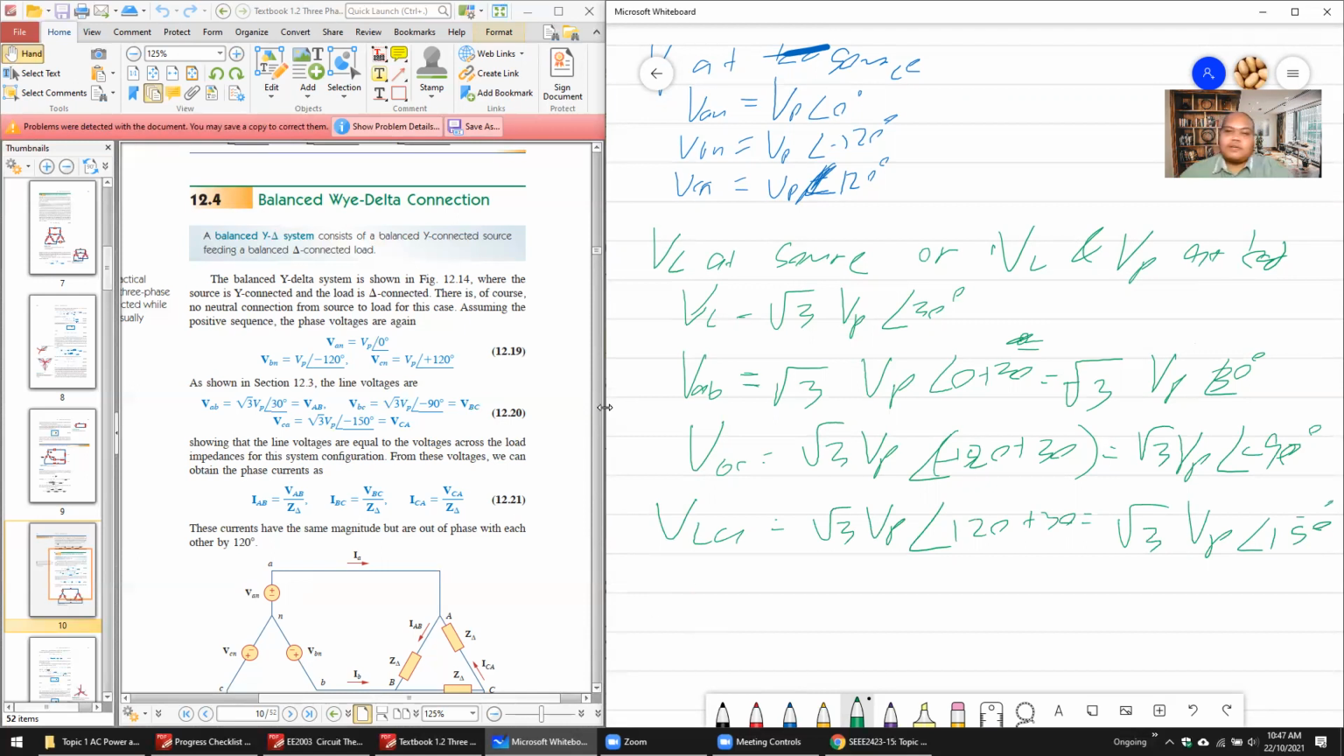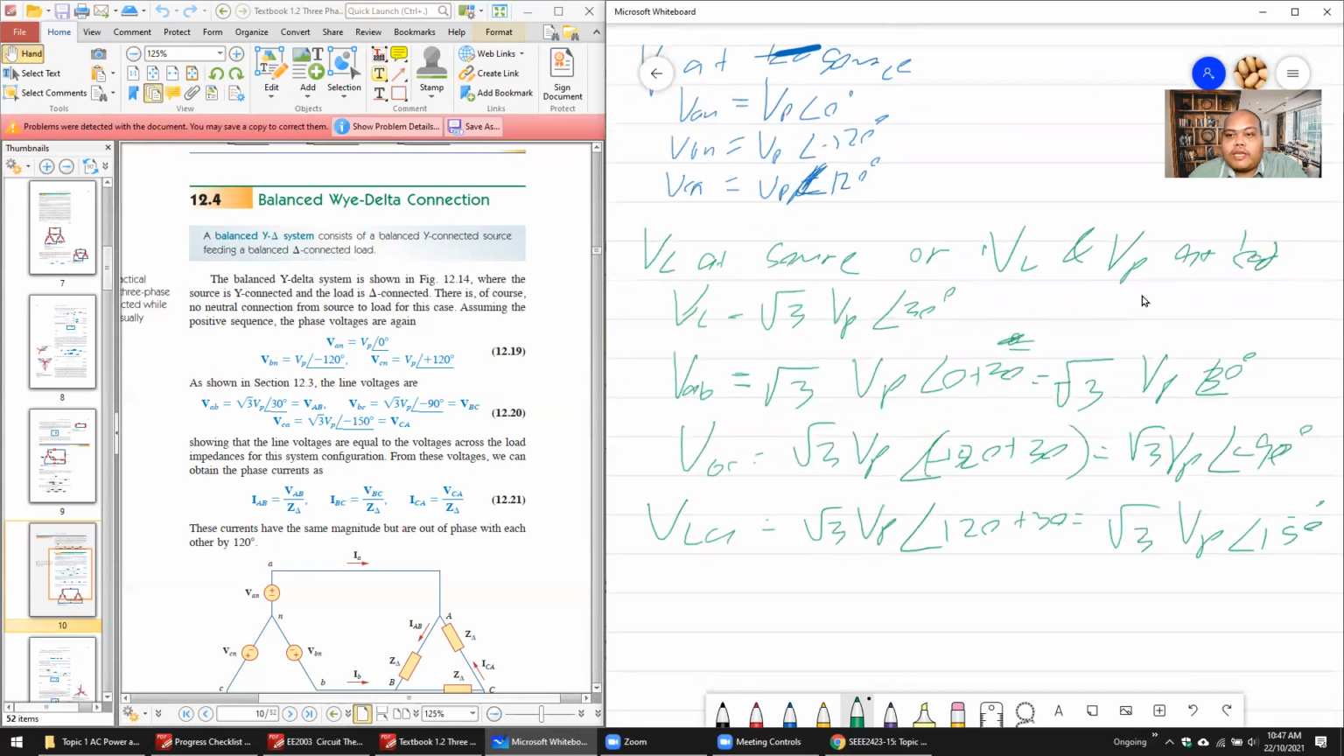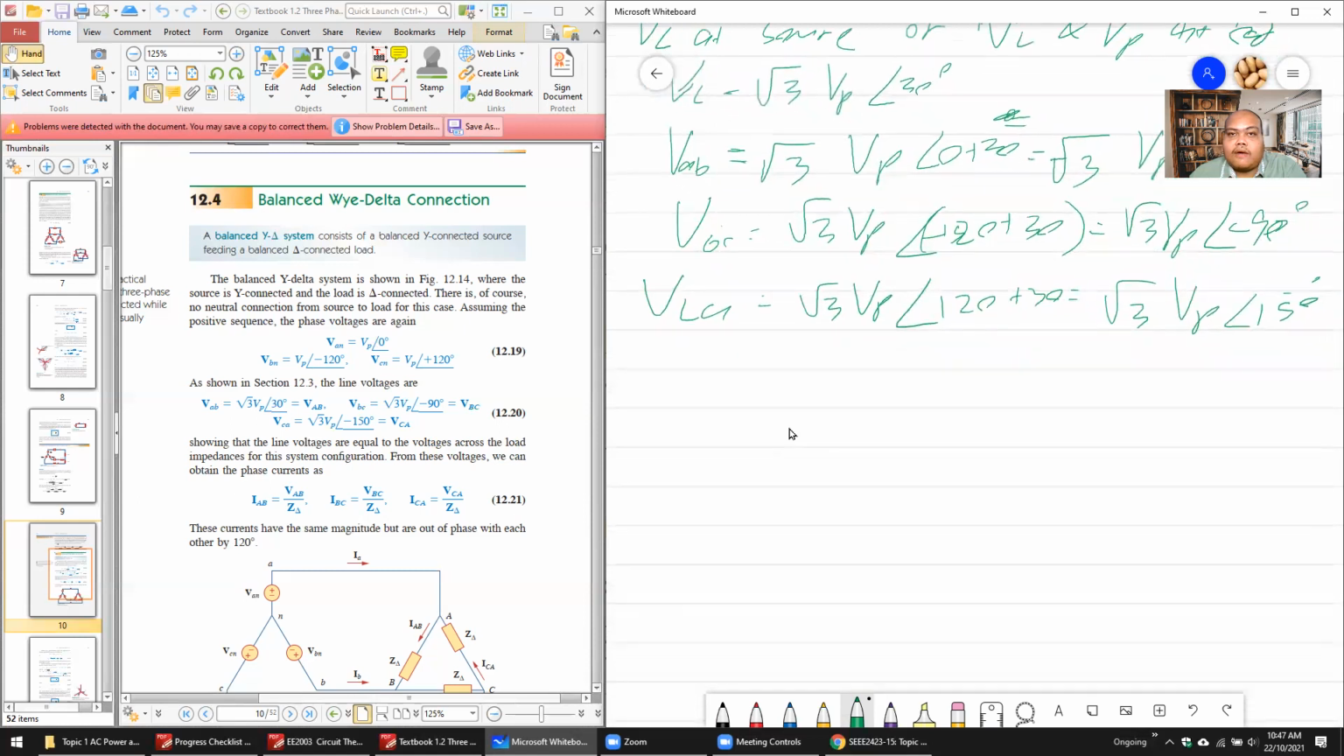Of course, when it comes to calculation, make sure you find the phase voltage at the load to get the current. So you already get the phase voltage at the load. After that, you can find the phase current. Remember, when you want to calculate the current, always start with the phase voltage at the load, then find the phase current at the load, I phase at load.